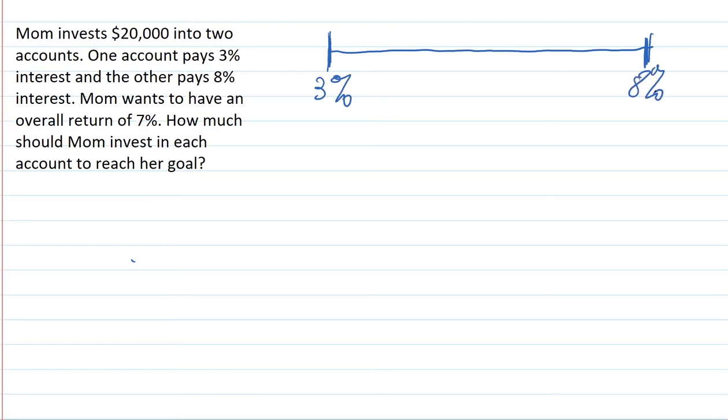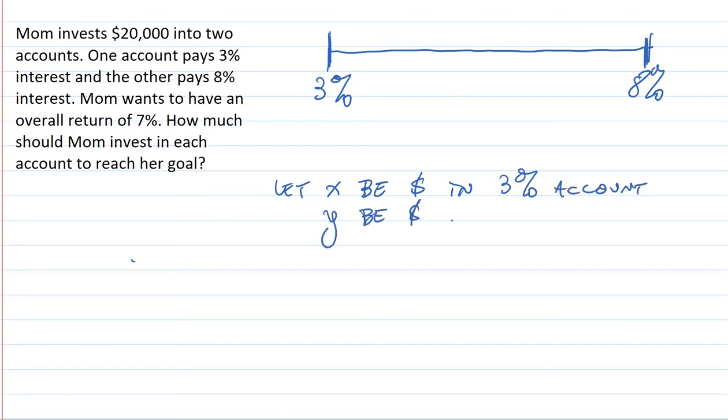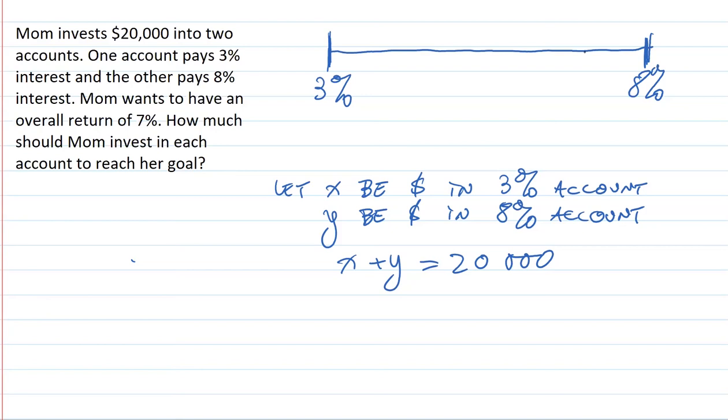So we're going to have this balance beam again. It seems natural to define, let X be the money in the 3% account and Y be the money in the 8% account. Then it's still true that X plus Y is equal to 20,000. That's all her money. All her money is going into these two accounts. All right, now we're going to use the balancing method.